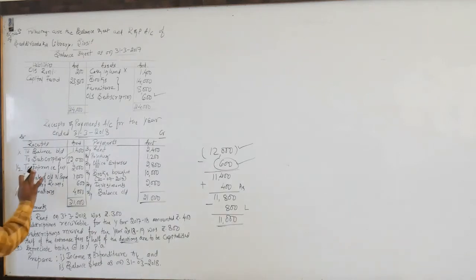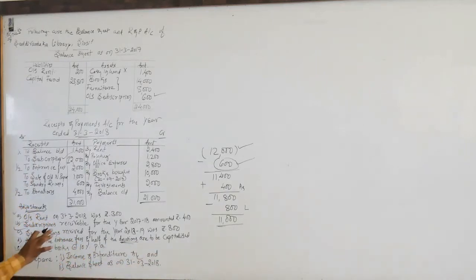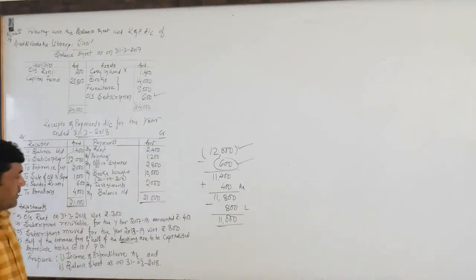These two, entrance fees and donations, are capital receipts because they are one-time receipts. But as per the adjustments, half of the entrance fees and half of the donations are to be capitalized. So here we should not take the entire entrance fees and donations as capitalized. We need to consider only 50% of the entrance fees and 50% of the donations to be capitalized. The rest of the amount is to be treated as revenue receipt.